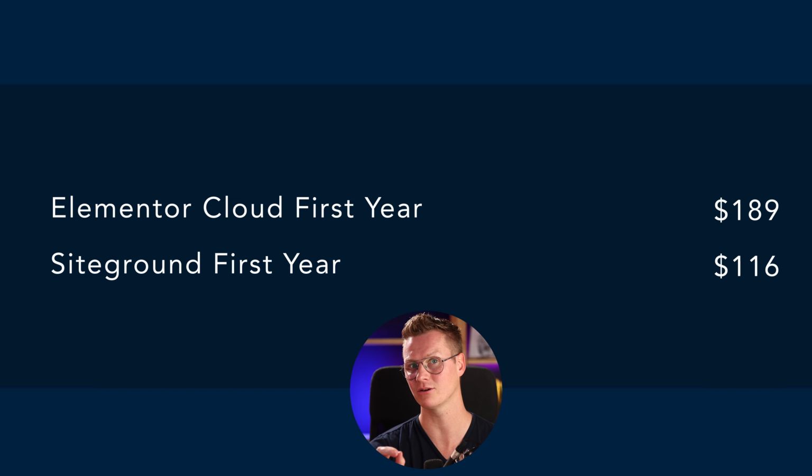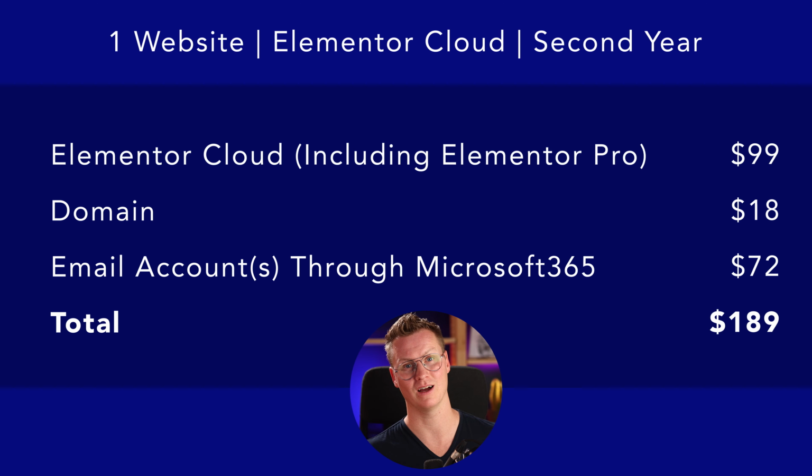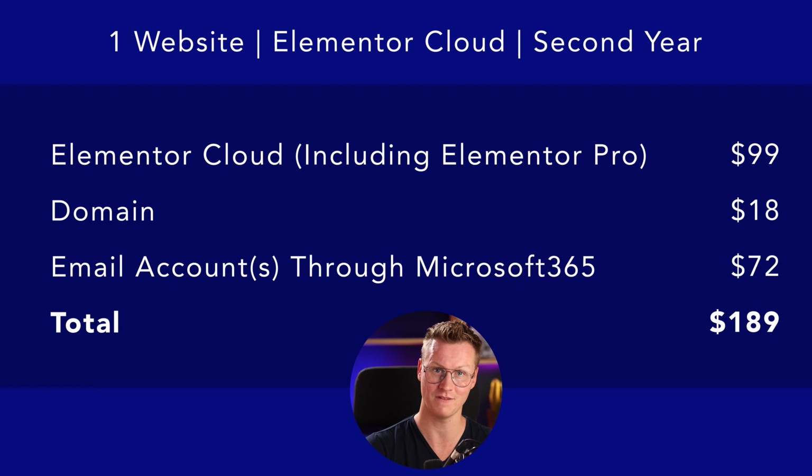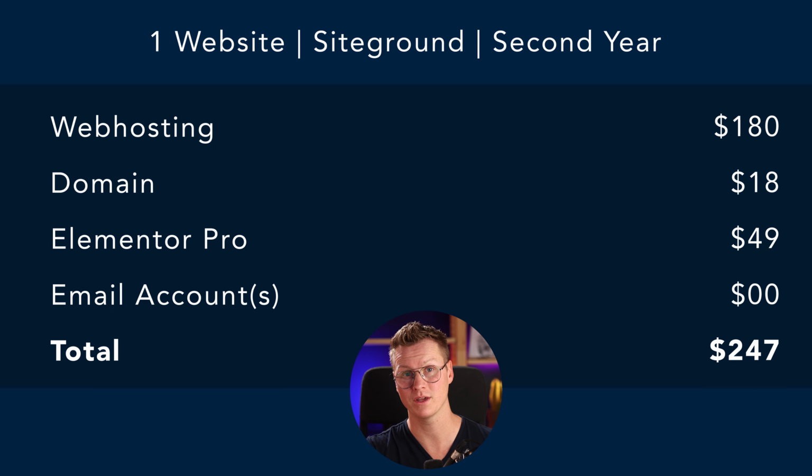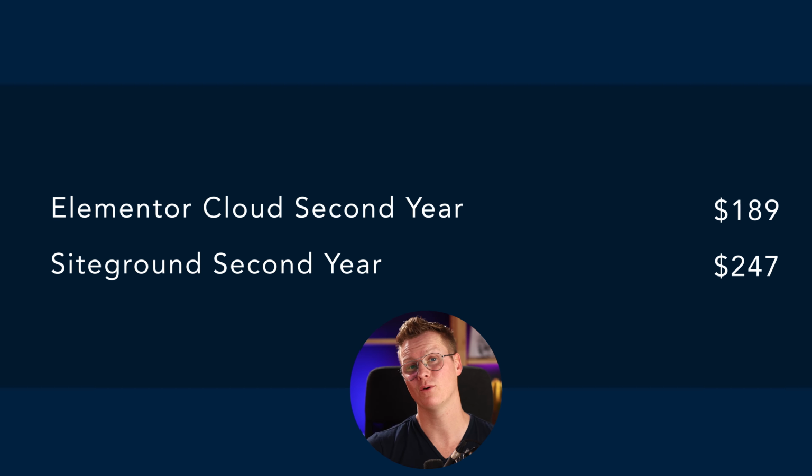But with Siteground, you get a really big discount in your first year. So if you go for a second year of Elementor Cloud, you pay exactly the same amount. You pay $99 for the web hosting, you pay $18 for the domain, you pay $72 for Microsoft 365. With Siteground, after 1 year, you will pay $15 per month, and you'll pay the same for the domain and the same for Elementor Pro, which comes to $247 per year versus $189 per year at Elementor Cloud.